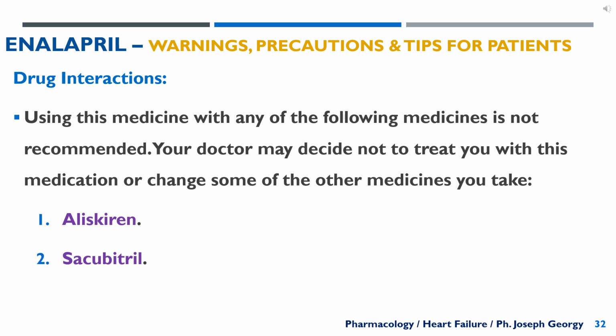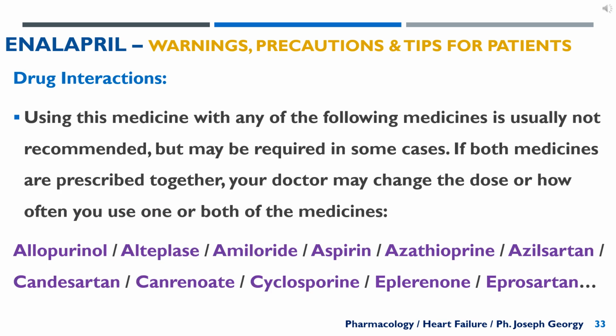I talked about drug-food interactions and now I'll move to the drug-drug interactions. Using this medicine with any of the following medicines is not recommended. Your doctor may decide not to treat you with this medication or change some of the other medicines you take. These medicines include aliskiren and sacubitril. Here we have the second category of drugs.